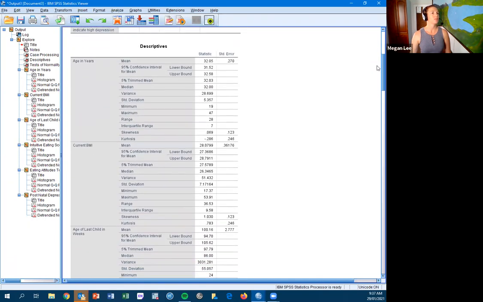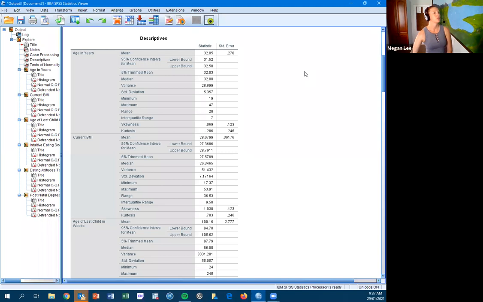So here's our continuous descriptives. Firstly, we've got age. Who can tell me what the average age is of the women in our data set? 32. Now, what do we think about that? Do we think that is kind of the expected range of women in the postpartum period? Yeah. Yep. So that's telling us something about our overall population.